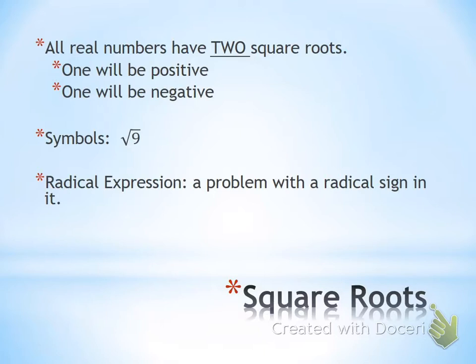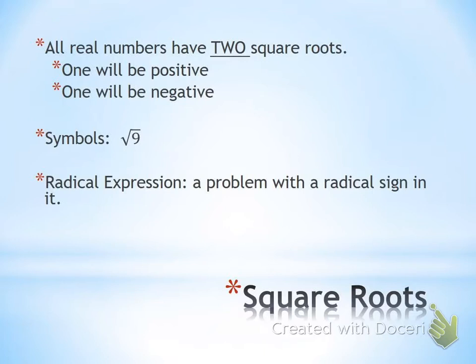Real numbers are whole numbers, negative numbers, decimal numbers, and fractions, because fractions can be written as decimals. So all real numbers will have two square roots. They will have a positive one and they will have a negative one. All right? So when we're looking at a square root, hopefully by now you recognize a square root symbol when you see one. I've got one written here on the screen for you.